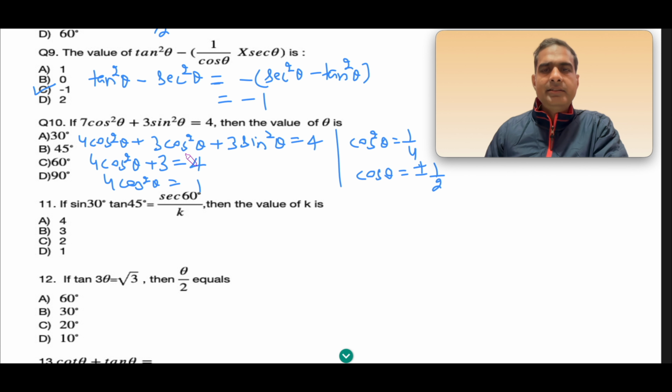Now in class 10th we haven't studied the negative values of the trigonometric quantities. So from here I can say cos theta is 1 by 2. Cos theta is 1 by 2 when theta is 60 degrees. So our answer will be option C.